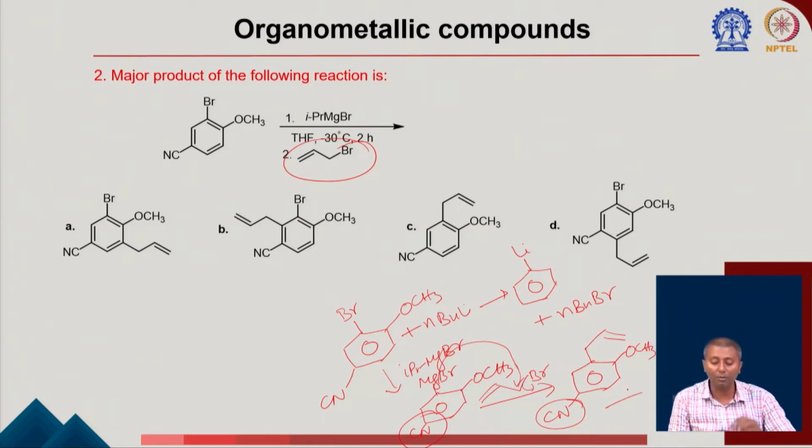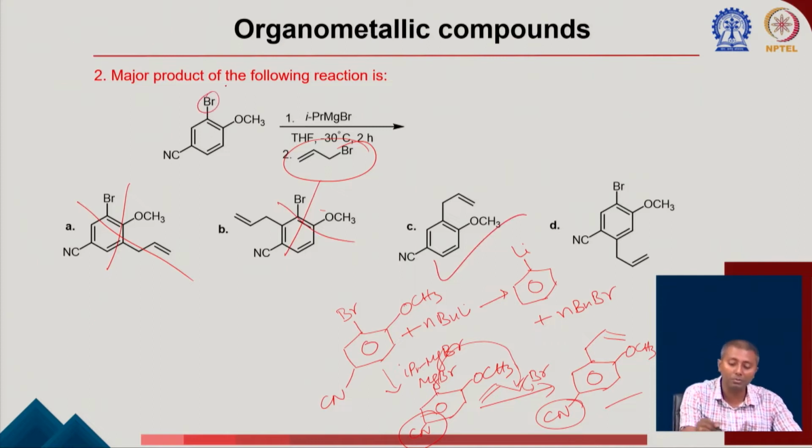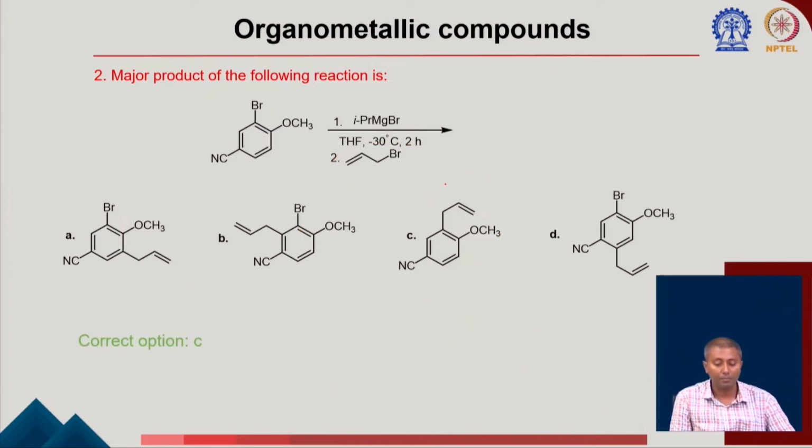So now if you look into all the different answers, we can see this cannot be the right answer, the bromine is there, neither this one. So this one looks like the correct answer, where the bromine was replaced with the allyl group. Okay, so this is the correct option here.